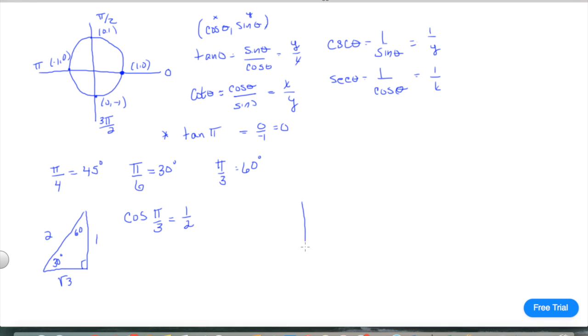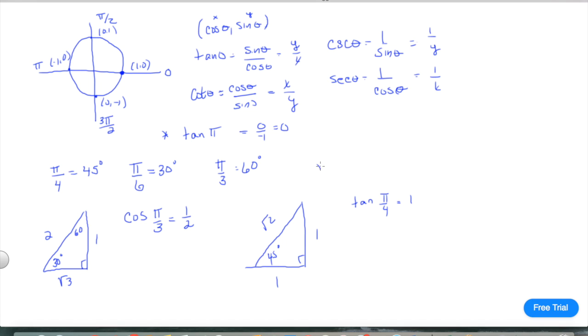Same thing, keeping that 45-45-90 triangle in mind, or pi over 4, pi over 4, and that the ratio of sides is 1, 1, square root 2. Again, you can quickly see, okay, if I'm looking for tan of pi over 4, then I have opposite over adjacent, so I know that that's 1.